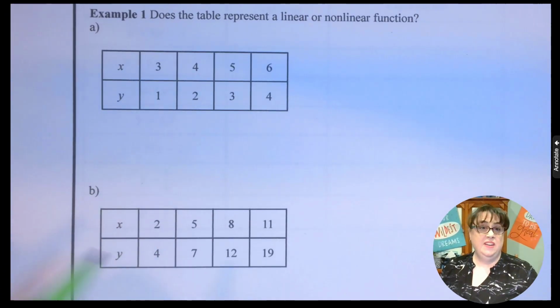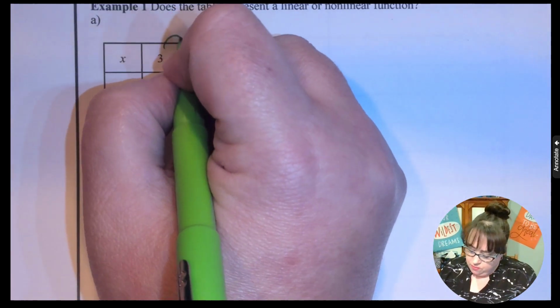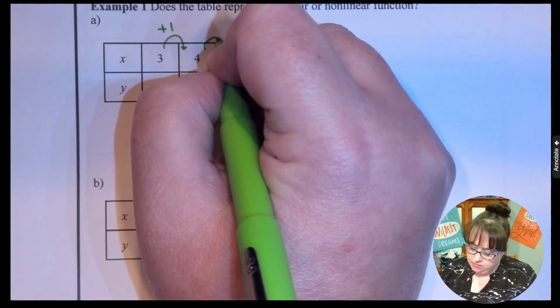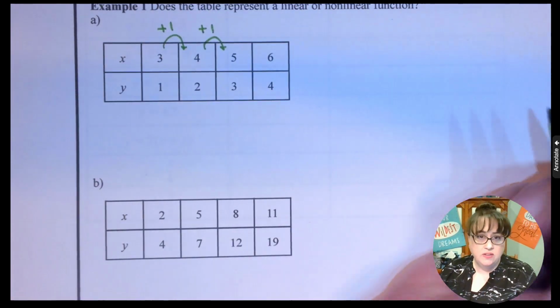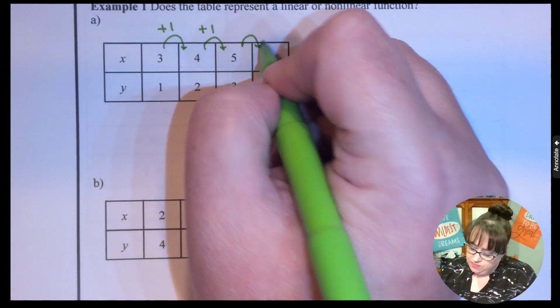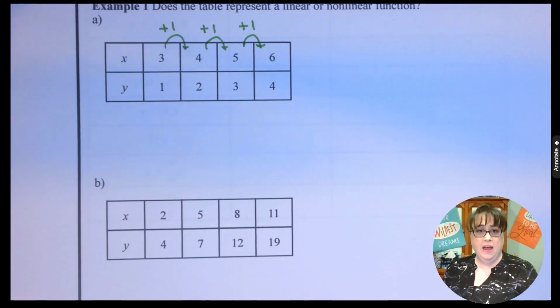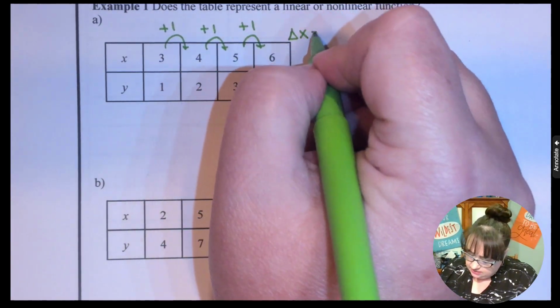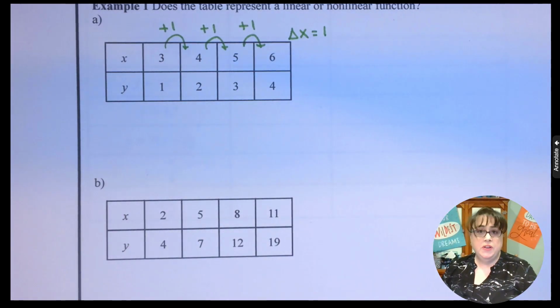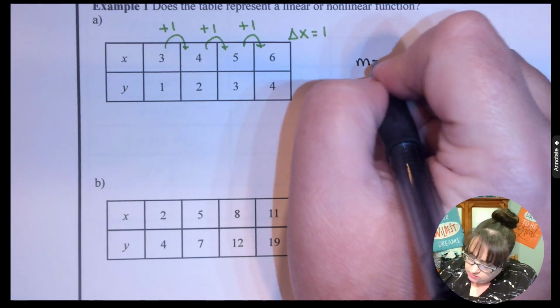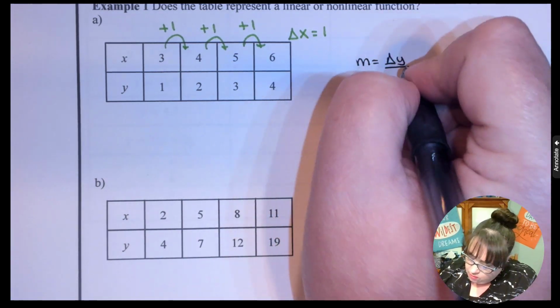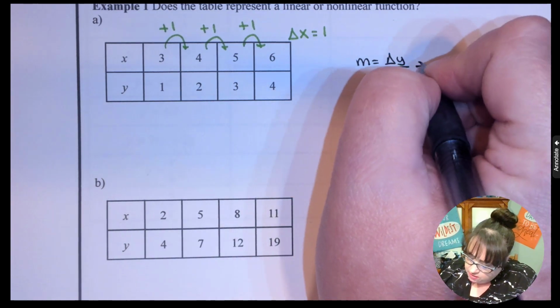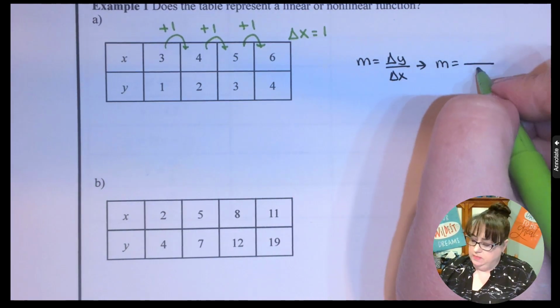So the easiest way to do that is to look at the change between the numbers. Between 3 and 4, I added 1. And between 4 and 5, I also added 1. And between 5 and 6, I again added 1. So our delta x is equal to 1. If we're thinking of slope, we know slope is equal to delta y over delta x. And so far, I'm on my way to making a slope that is over 1.